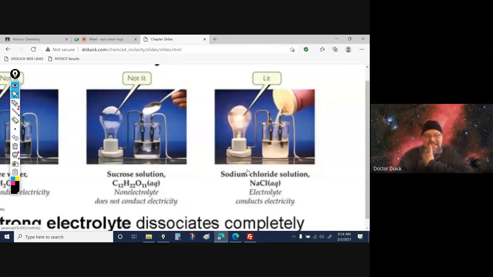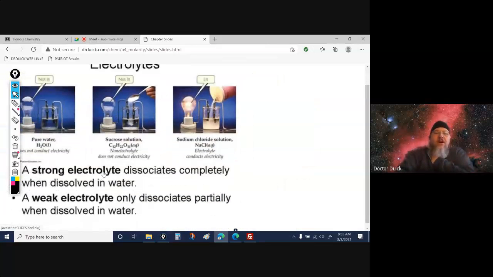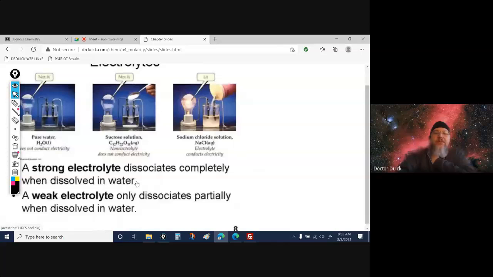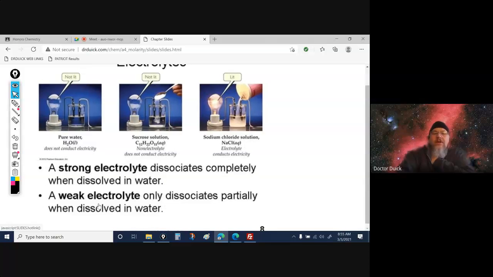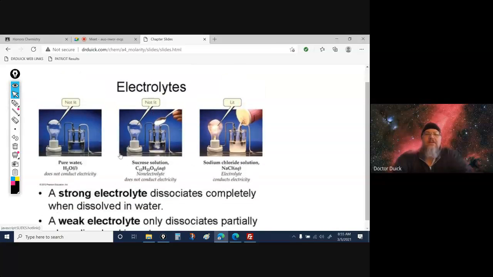So it seems so simple and qualitative, but it does tell us the whole story. It kind of works, right? So a strong electrolyte dissociates completely when dissolved in water, and a weak electrolyte only dissociates partially when dissolved in water. So that's the key to this. Certain things are not going to come apart, and that has to do with the bonding as well as the attractiveness the two or more particles have to each other. So that's kind of interesting, right?